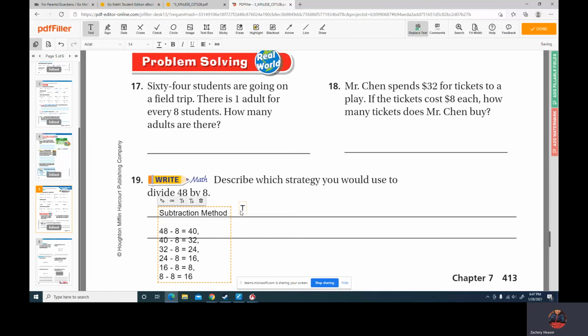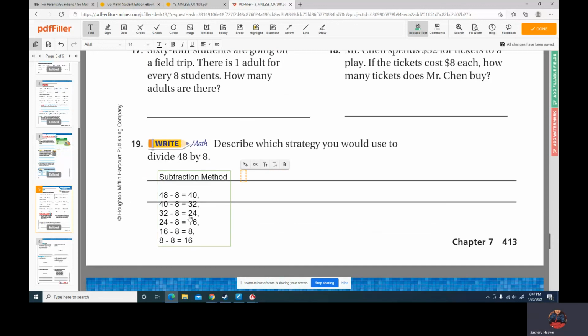Once you get these down, we would count how many problems we have. 1, 2, 3, 4, 5, 6. And we would know the final answer would be 6. You might want to pause on this one to get all those problems down.